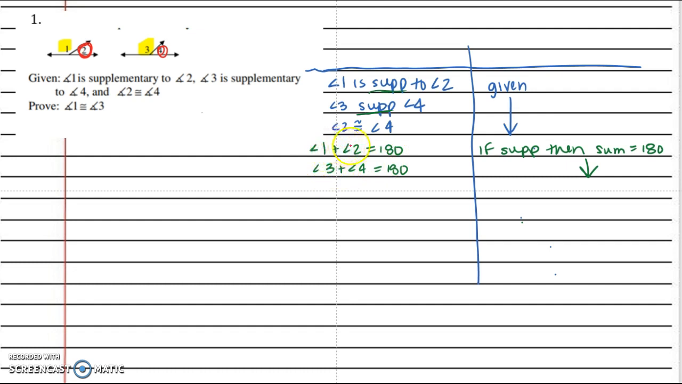Now, if I'm going to say that 1 is equal to 3, I have to somehow get them in the same equation. Conveniently, these are both equal to 180. So I can substitute: angle 1 plus angle 2 equals angle 3 plus angle 4. And again, I want to say 1 and 3 are the same. Well, I've got this extra stuff. Conveniently, that extra stuff is congruent. So I can subtract it out, and I can say angle 1 equals angle 3 because of subtraction. And I'm finished.